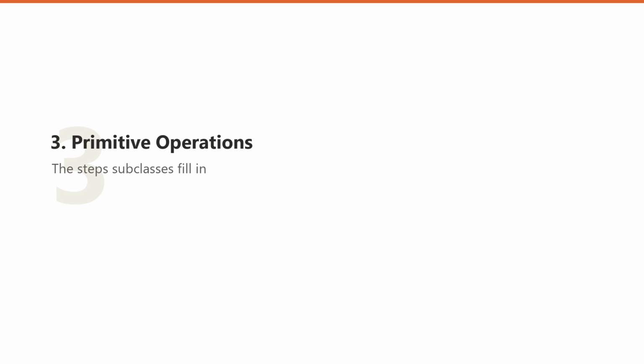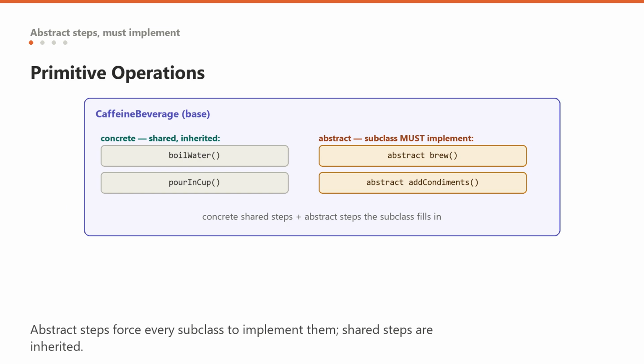Concept 3. Primitive operations. The steps that subclasses must provide are called primitive operations. In the base class, these are declared abstract. They have no implementation, just a name. Because they're abstract, every concrete subclass is forced to implement them. In our beverage example, brew and add condiments are primitive operations. Tea and coffee each supply their own version. Meanwhile, the steps that are the same for everyone, boil water and pour in cup, are implemented once in the base class and simply inherited. So the base class mixes two kinds of steps: concrete shared steps and abstract steps the subclass fills in.